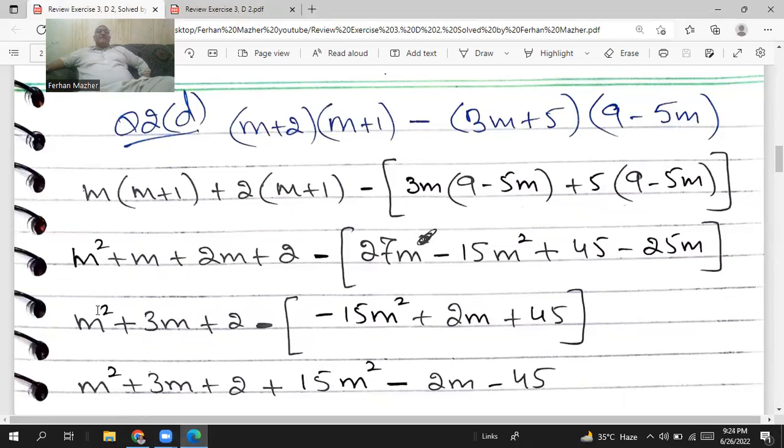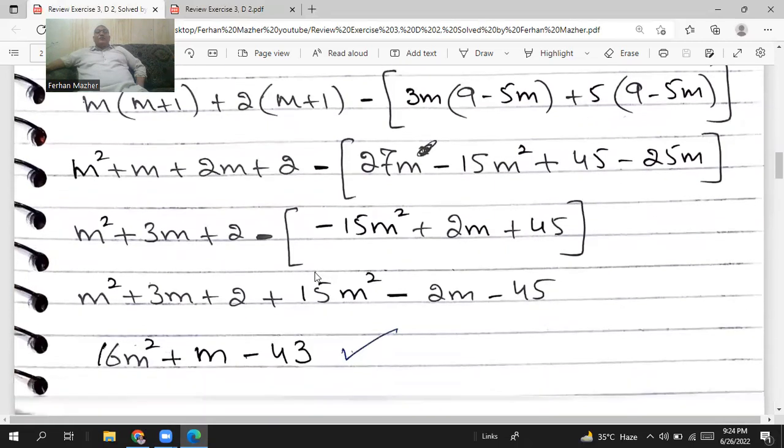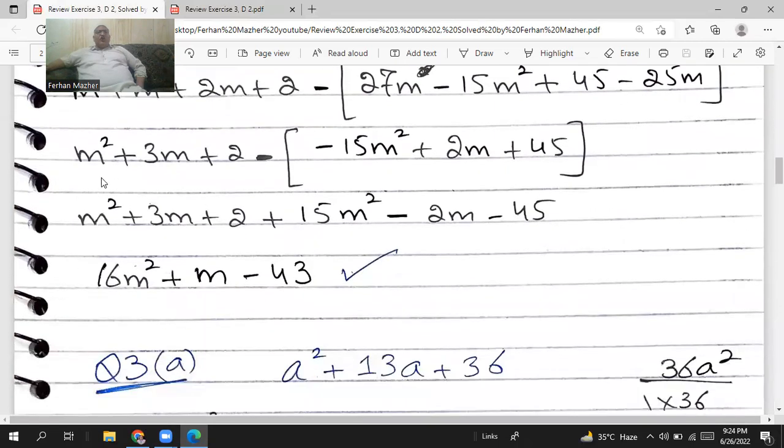Now here outside you will have m squared, m plus 2m is 3m, plus 2, minus square bracket. Inside, I will write the square term first, minus 15m squared, 27m minus 25m, you are left with plus 2m, plus 45, square bracket close. Now we will open that square bracket. So m squared plus 3m plus 2, when this square bracket opens, because it has a negative sign outside, all its signs will change. So it will become m squared plus 3m plus 2 plus 15m squared minus 2m and minus 45.